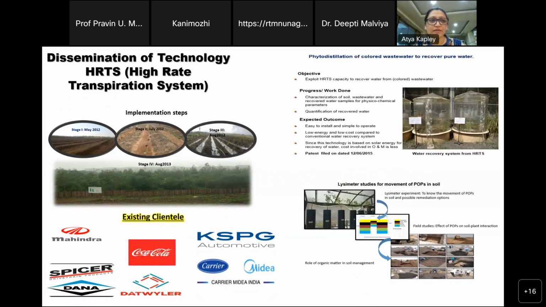So when you have an industry which is generating wastewater, we have a treatment system which is called the high rate transpiration system. It involves using plants. You can see we channel the water here, and these plants, because they have a very high rate of transpiration, take up that water. So the industrial wastewater is used for these plants to grow, and also prevents this toxic water from reaching the environment, polluting our lakes.